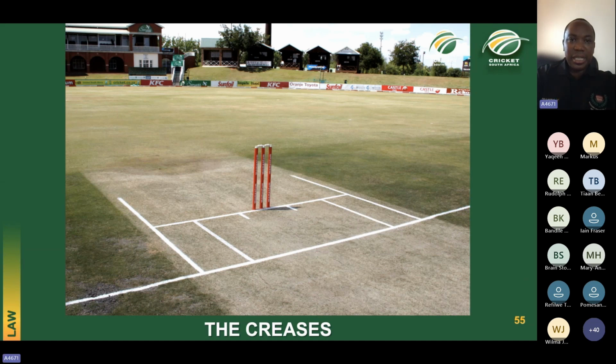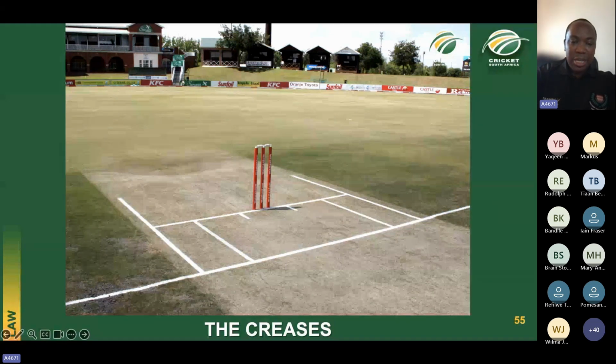So this is now what's called the JB Marks Oval in Potchefstroom, and this was a Momentum One-Day Cup match, a domestic 50 over competition. You will see that there are wide line guidelines inside of the return creases. And we will, as I mentioned, get to the names of all the creases shortly.